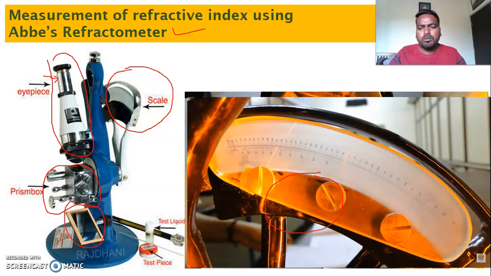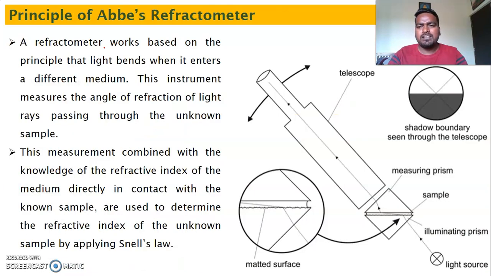And this is the knob. It contains two knobs, one on the right side and another on the left side, in order to measure and to magnify the rays coming from the prism box. So this is about the Abbe's Refractometer. Now let us understand the principle of this Abbe's Refractometer.